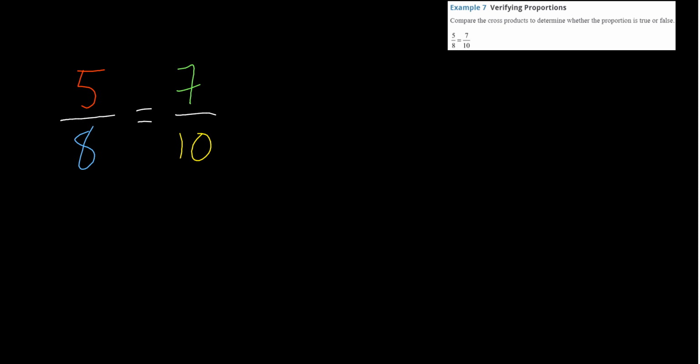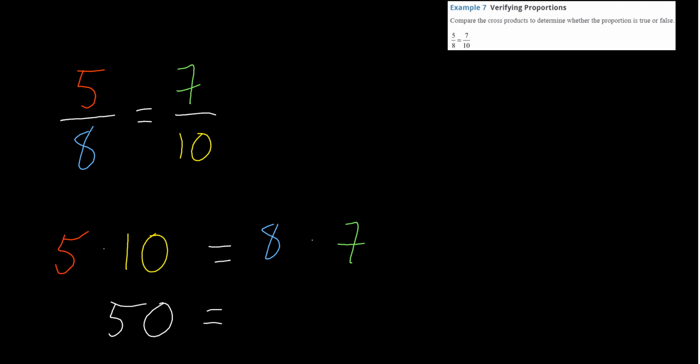So we're going to do the cross product here. 5 times 10 is equal to 8 times 7. What is 5 times 10? Well, that's 50. And what is 8 times 7? Well, 8 times 7 is 56. And 50 is not equal to 56. So this is not a true statement at all, and that proportion is not true.